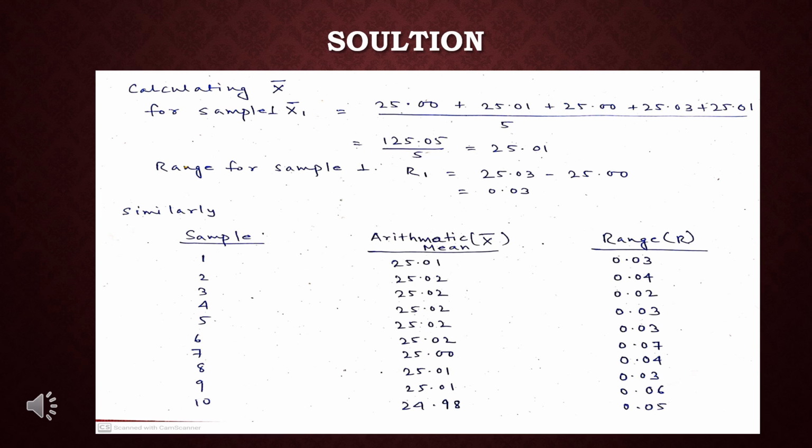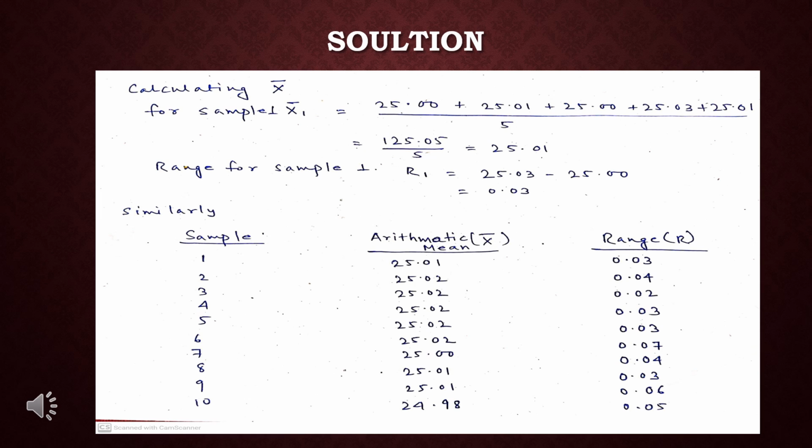If this is the mean that we are getting for sample number 1, simultaneously now, students, you have to just find out the arithmetic mean for all the samples from 2 to 10. And you can see here, I have found out all the arithmetic means of the samples, so just cross check the values whether they match with mine or not. Coming back, to find out the range for one sample, I'm just showing you for one, and then you can do it on your own.